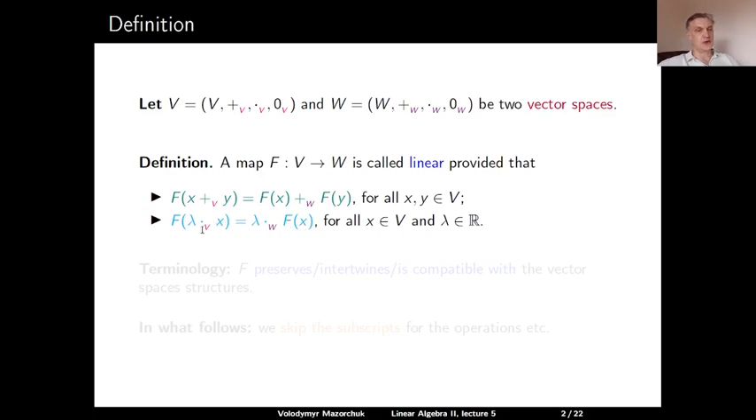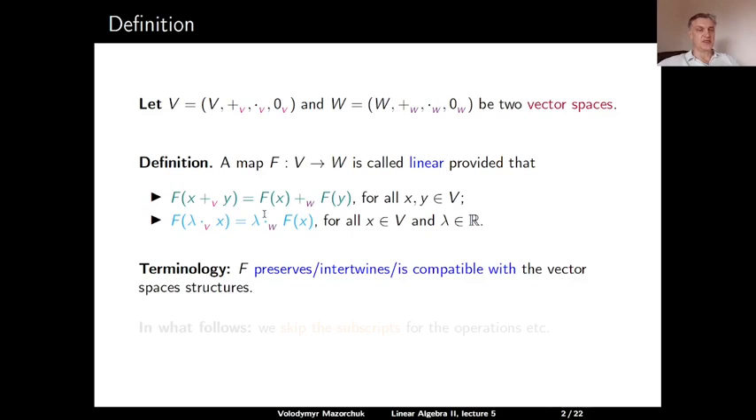And here also note that lambda dot x is taken in the vector space V, while lambda dot the image f of x is taken in the vector space W. So we have dot sub V on the left-hand side and dot sub W on the right-hand side in this equality.